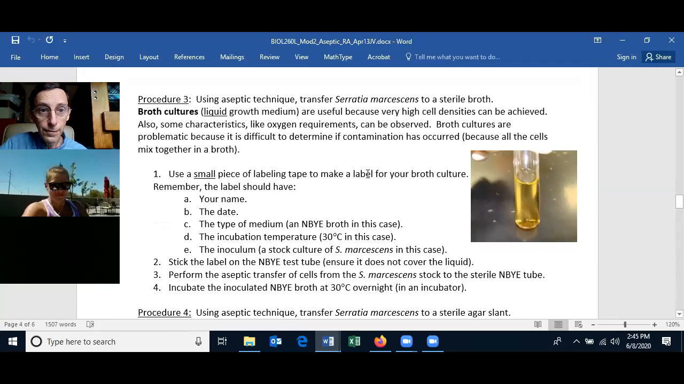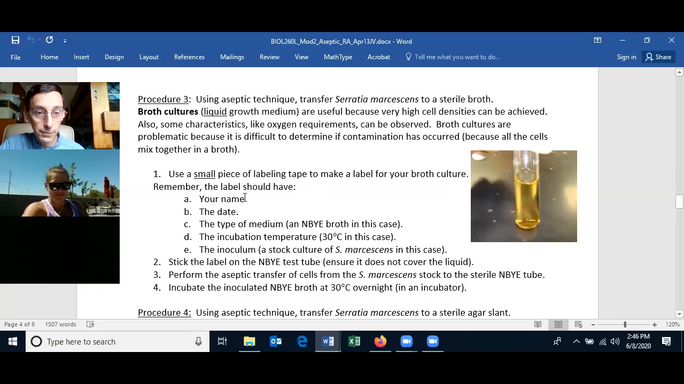In procedure 3, you'll use an aseptic technique to transfer Serratia marcescens into a sterile broth tube. It's a liquid media, which we call a broth culture. The cells will grow at a very high density, which makes it difficult to determine if there's been contamination in the tube, especially minor contamination, because the cells will all grow together.